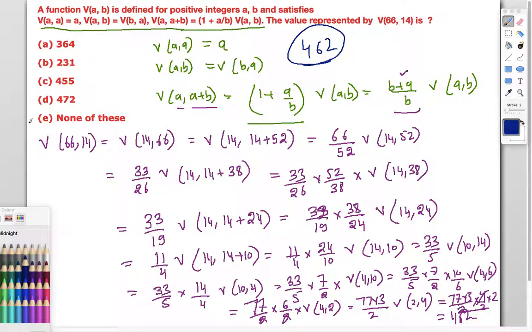So the correct answer for this question is 462, which is option E, none of these. So you can see this question was not difficult. Yes, it is lengthy, but definitely doable.